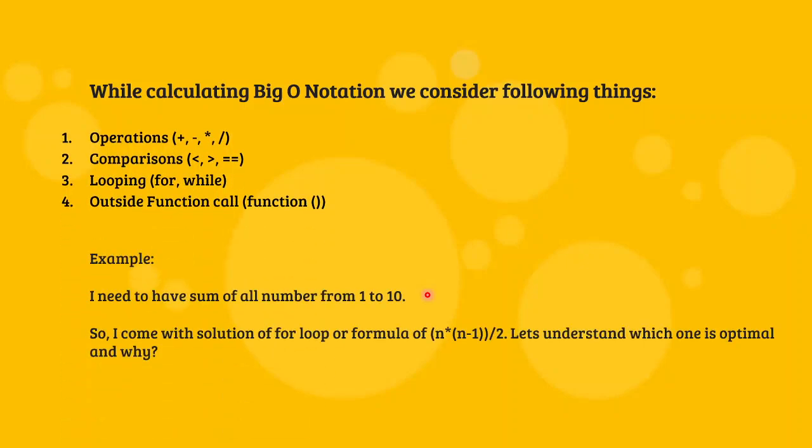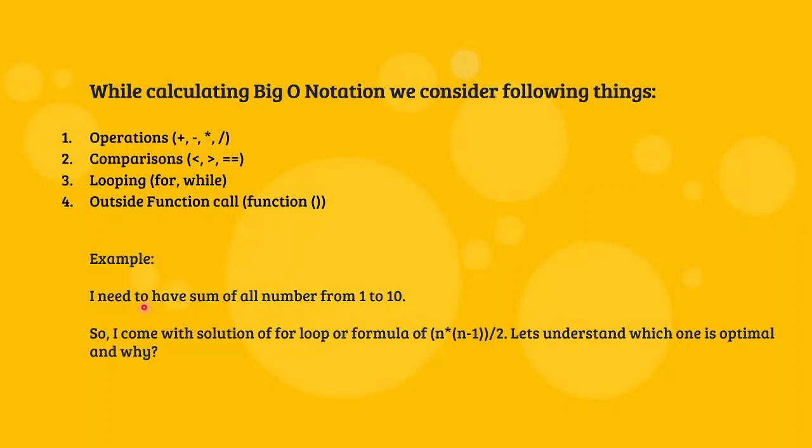Firstly, when we are calculating big O notation, we need to consider the following things. First, how many operations we are executing. Then, is there any comparison we are performing? Is there any loop? Is there any function call we are making? So all these parameters are necessary when we are calculating big O notation. Once we have that, we are good to go ahead and calculate big O notation.